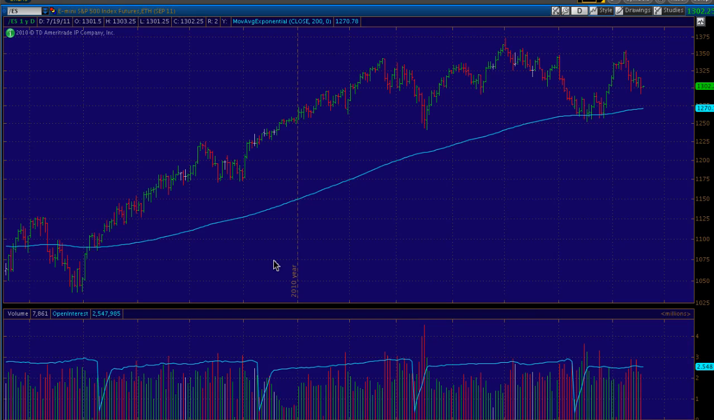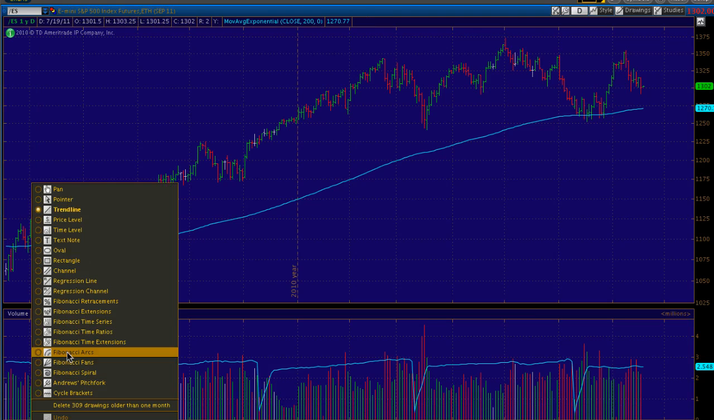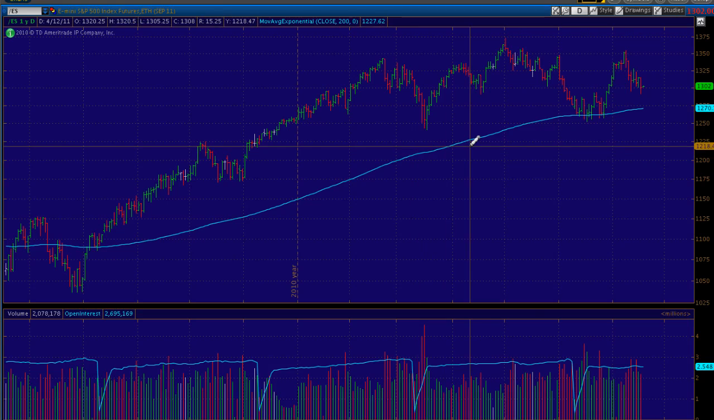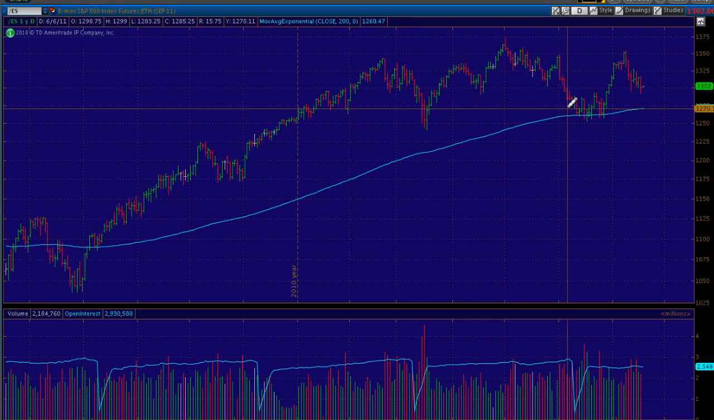Wanted to take a quick look at the S&P 500 index futures. This is /ES, the S&P E-minis. We're looking at a daily chart, so a 1 year daily chart. First thing to mention here is the line that we have on the chart, this turquoise line, which is the 200-day exponential moving average.